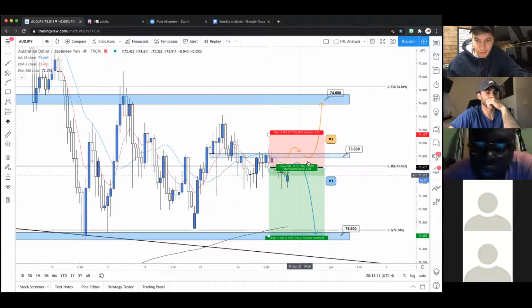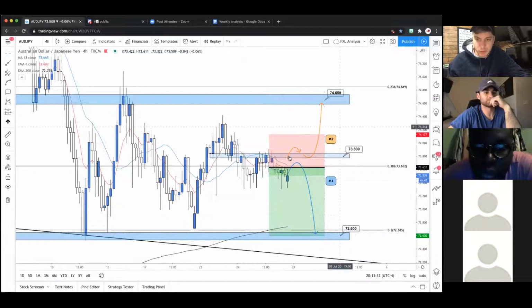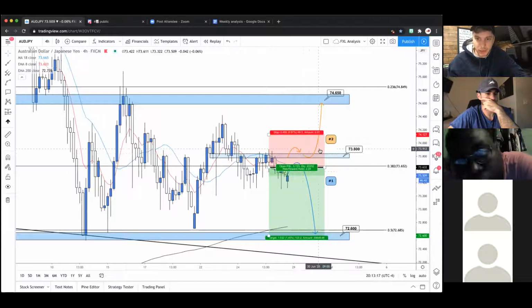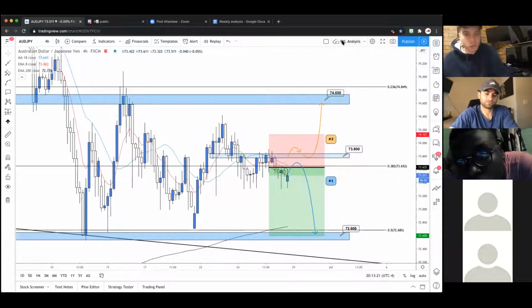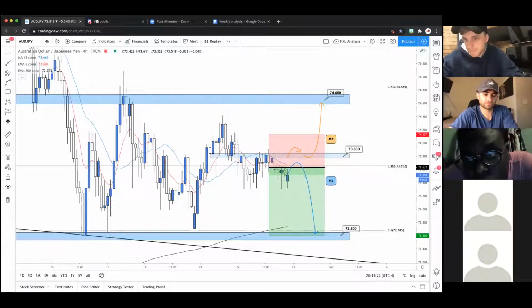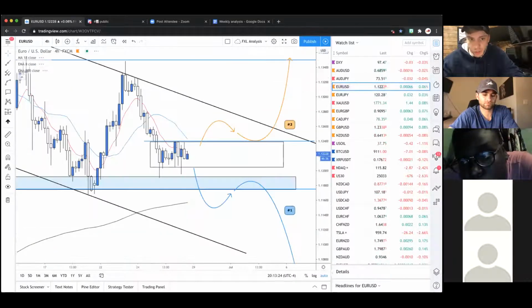Any bearish setups from here, we're looking short. Trade path 2, we need a break of this resistance around 73.8, confirmed higher low, and then you could potentially even look for a long setup. But until that happens, we are short. Okay, so that's AJ. Let's keep going on to EU.